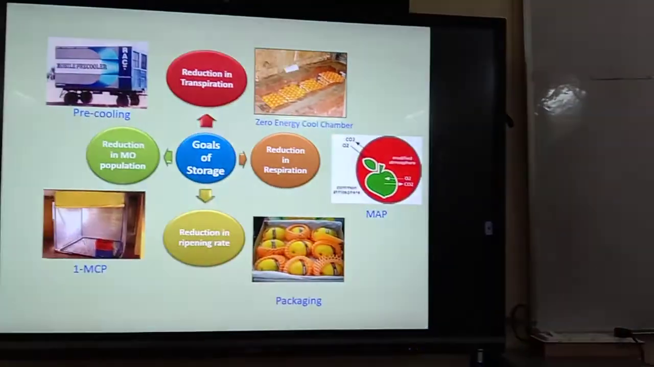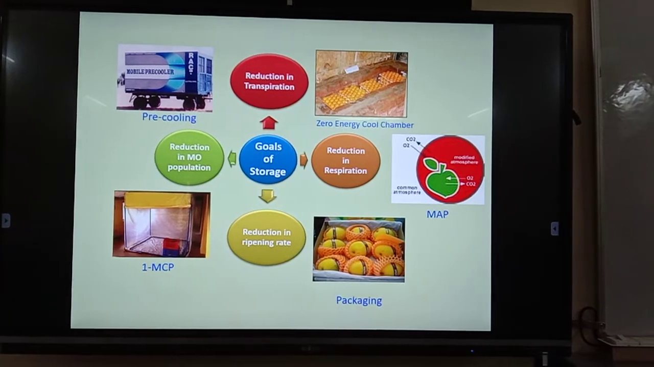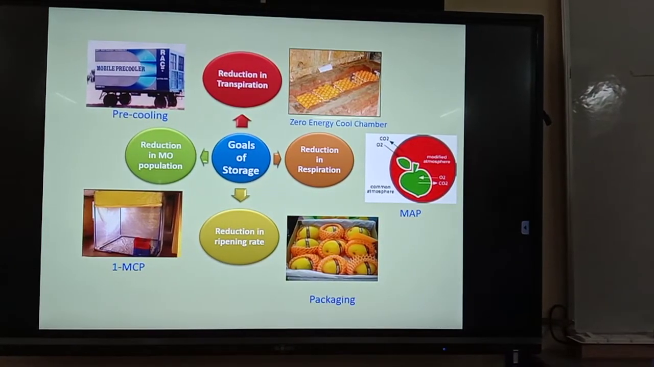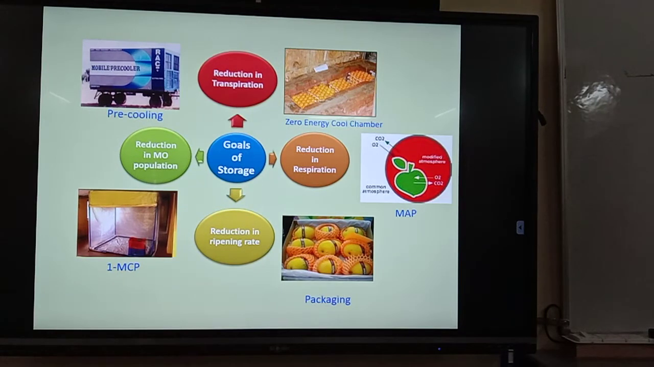And the last goal is the reduction in the microorganism population, because the microbial population is very important to manage. If the temperature is low, the population as well as the growth and the activity of these microbes will be slow. And if the activity and growth of the microbes is slow, then we can keep our produce in better condition. So you can see here in the photographs that such types of things we can use.